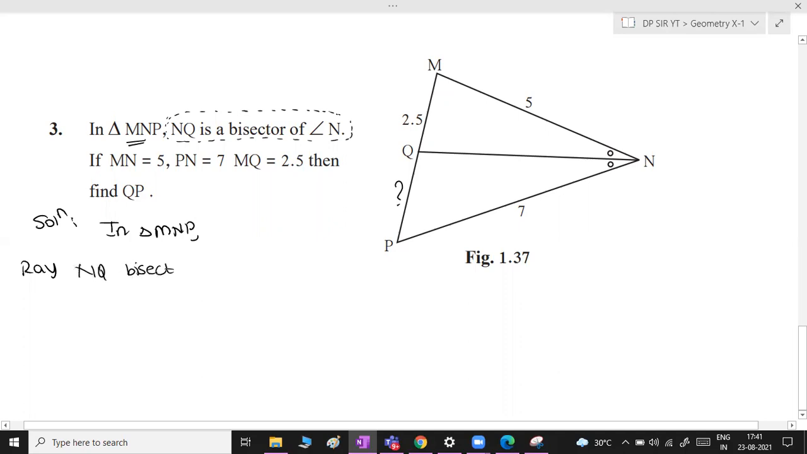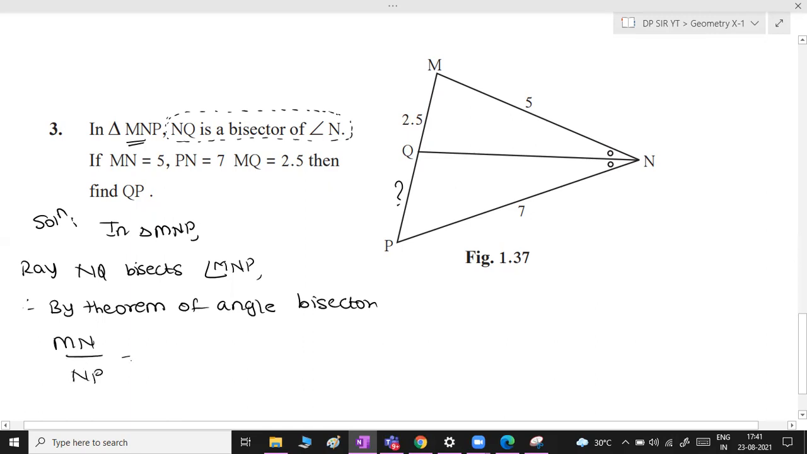bisects angle MNP. Therefore, by theorem of angle bisector of triangle, MN upon NP is equal to this part upon this part, so it would be MQ upon QP.